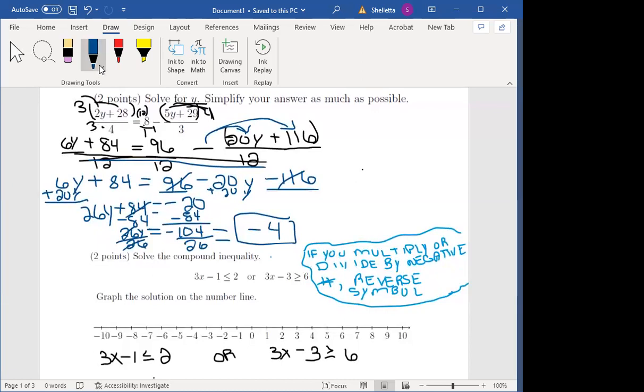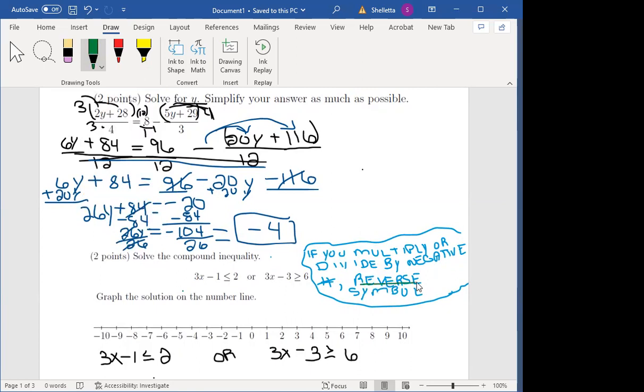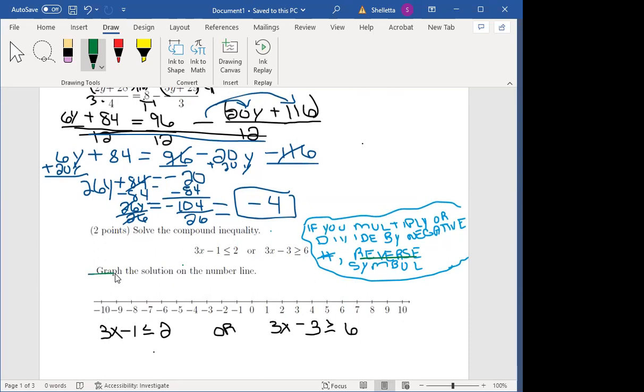For number 2, we want to remember this little caveat. We wrote here this note for ourselves that if you multiply or divide by a negative number, when you're working with these inequalities, you have to reverse that symbol. So if you have a less than, you've got to change it to greater than. If you have a greater than, change it to less than. So our 2 inequalities we just wrote down here, because after we solve the inequalities, we need to graph them on a number line.